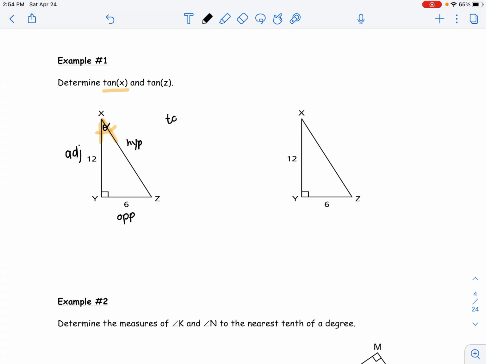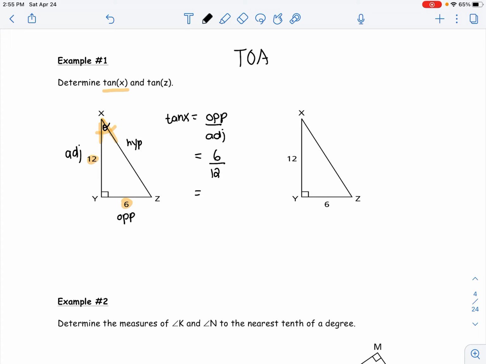So in order to find tan of X, we always have to do TOA, T-O-A: opposite side over adjacent. Our opposite side is labeled with the number 6. So we're going to replace OPP with the number 6. That's the number that we see right there. And adjacent is going to be replaced with the number 12.